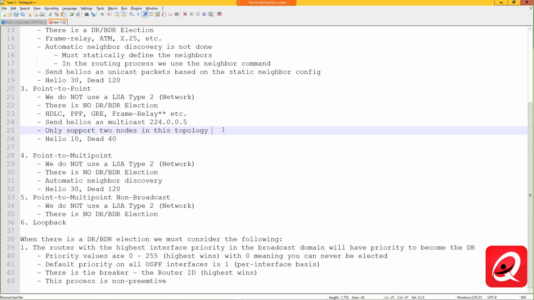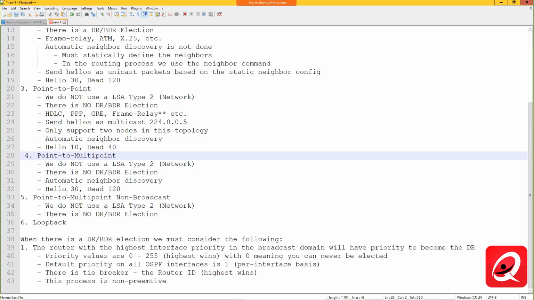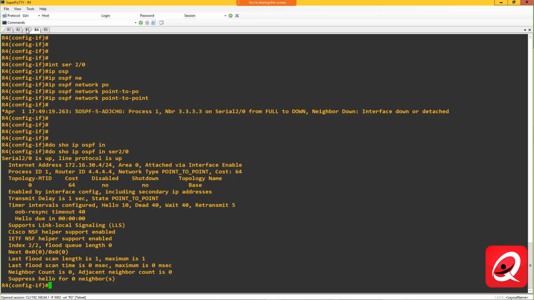Move this up, kind of making them the same here. Automatic neighbor discovery is supported, but we don't have the same timers, which means that we're not going to be able to form an adjacency, because even though we recognize one another, one of the fundamental elements that need to match in order for routers to form an adjacency is their hello and dead timer.